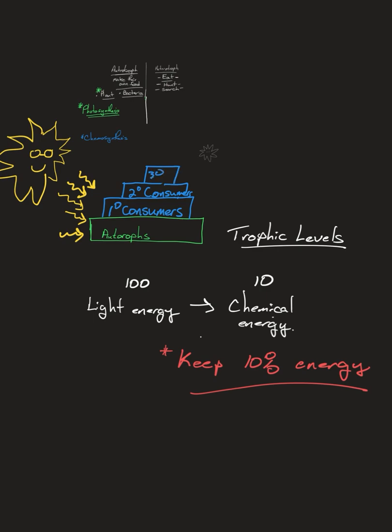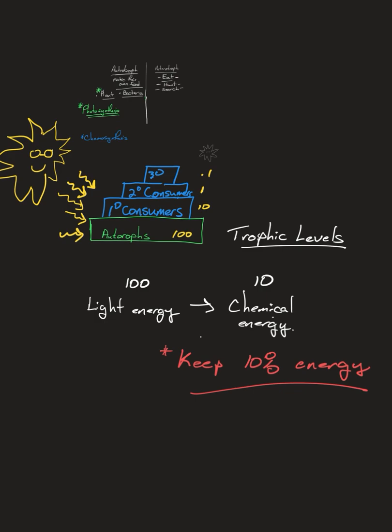But at each trophic level, if this is the autotrophs at the base, you only get 10%. So it started at 100, then it went to 10. Up here, you only get 1, and this is 0.1, right? So every time you go up, that limits us, right?